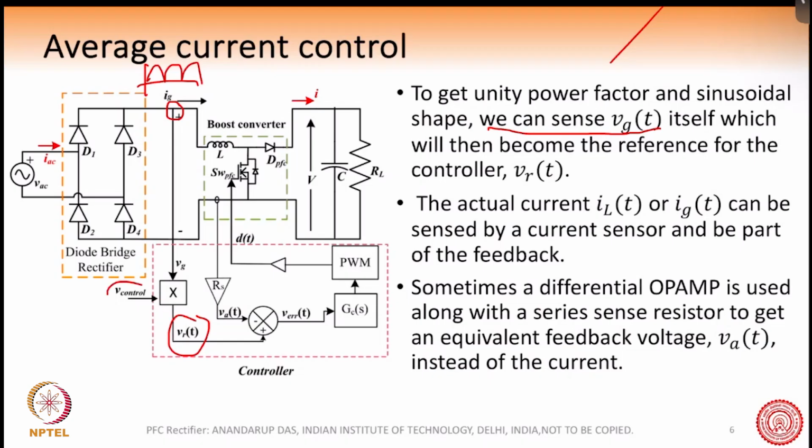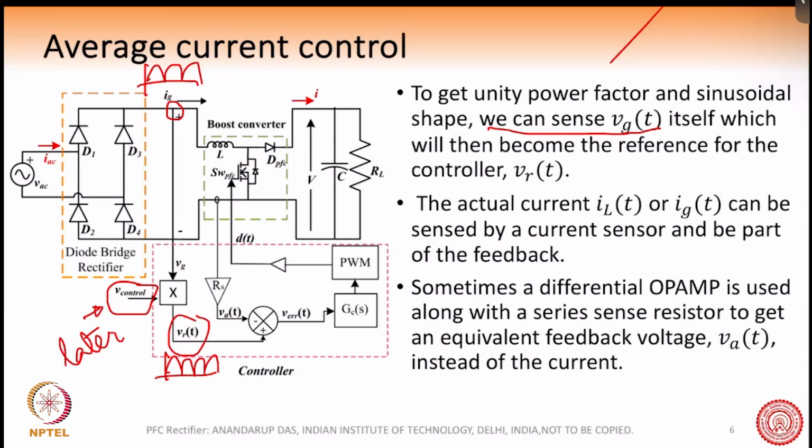There is also a multiplying factor here, and I will talk about this multiplying factor sometime later. But you can understand that if we set VG as the reference to the controller, therefore VRT will also become something like this.